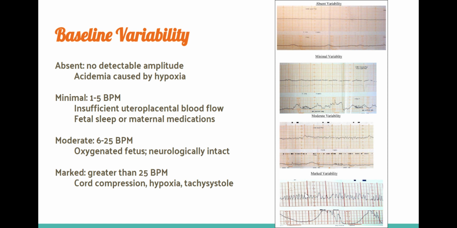And here we have marked. Remember I talked about that indeterminate baseline? This baby is struggling to find a baseline, and the difference between the rate and the beats could be more than 25. It could be really wild all over the place. That's not a good sign. It's not a place where more is better. So we could be looking at cord compression. We could be looking at hypoxia. Sometimes we're looking at tachysystole, which is hyperstimulation of uterine contractions. Babies don't respond to that very well.